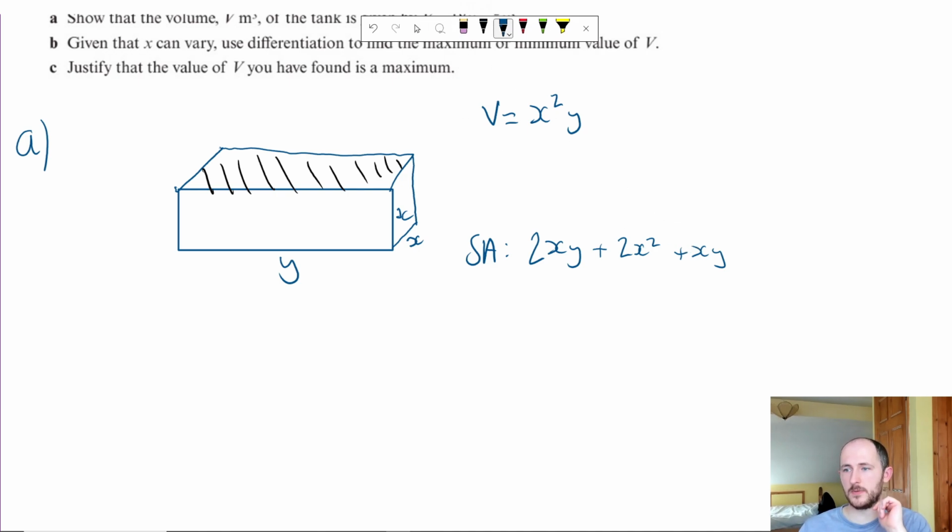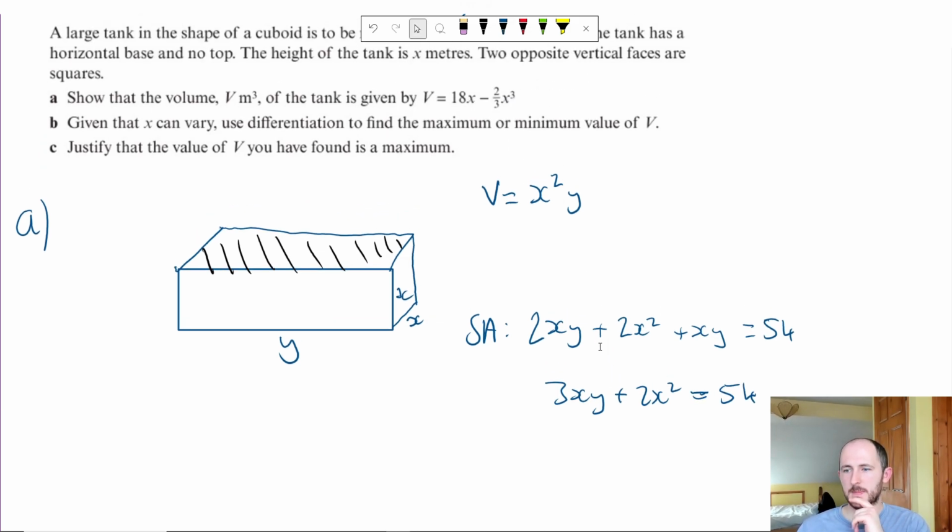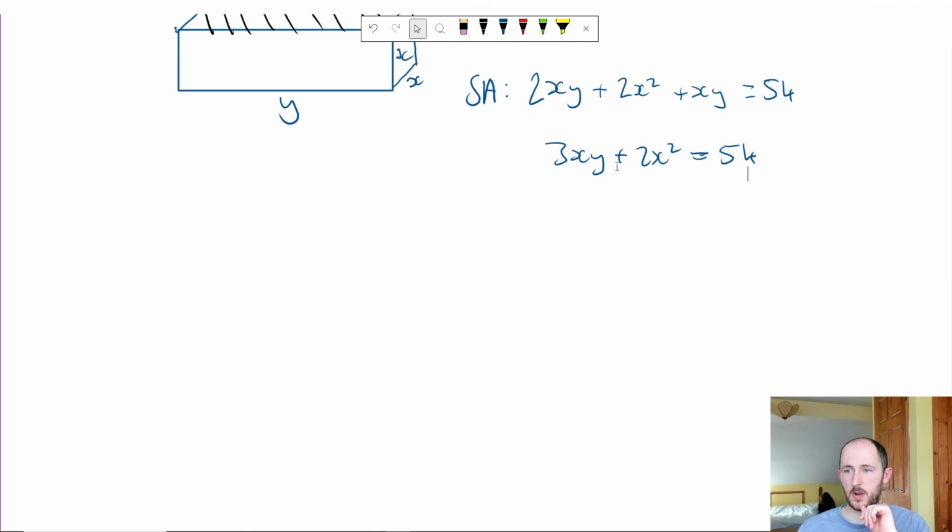And we know that that equals 54. So that means we have 3xy plus 2x squared equals 54. What I'm going to do is I want an equation for y, so I can sub it in. So I'm going to move everything that isn't y over. So minus 2x squared from both sides. 3xy equals 54 minus 2x squared.